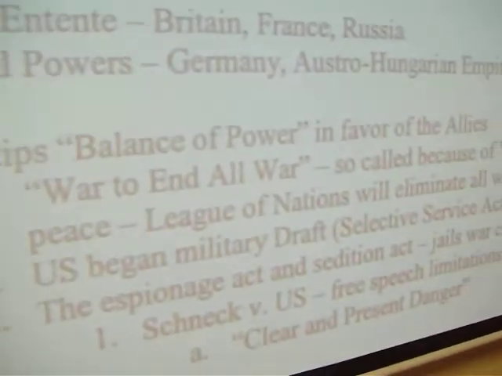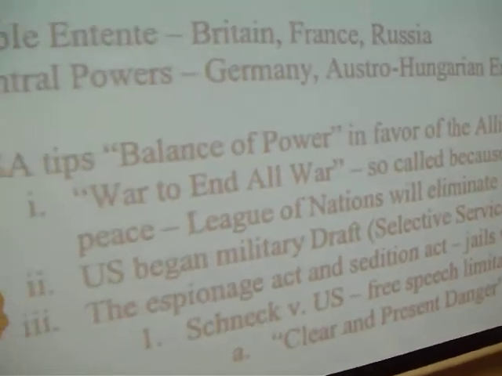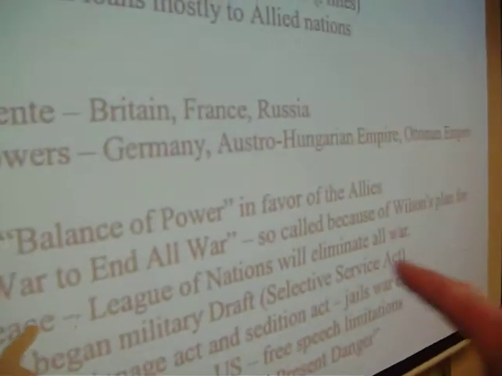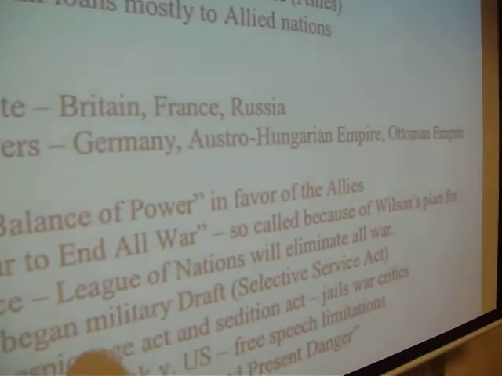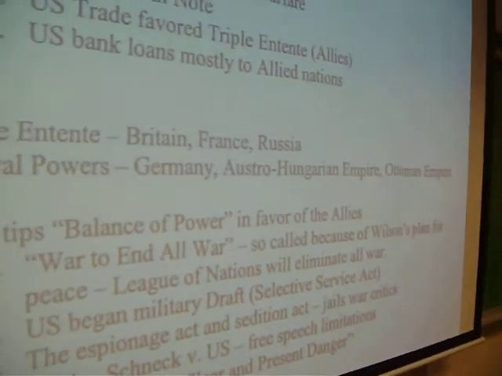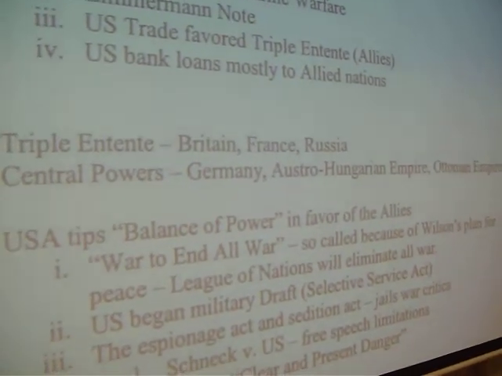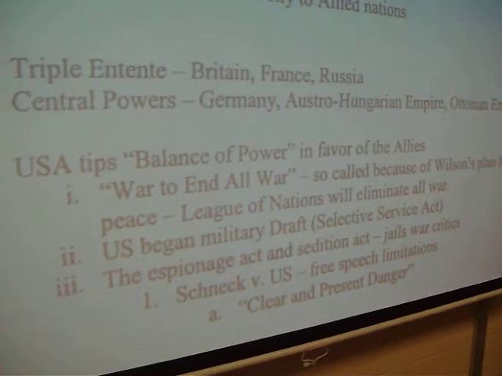But at least people were doubting it because we're not going to like the way the war ends, as it turns out, even though we're winners. We are winners. So let's go to part C. The United States tips the balance of power in favor of the Allies. Okay? And note number 1 right here is that the war to end all war, which it was called because of Wilson's peace plan with the League of Nations, would eliminate war. It was a war that we won, but it was a war that in the end we didn't get what we wanted. Coming back to that in a moment. Let's finish up these notes.